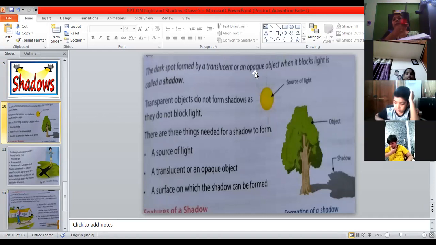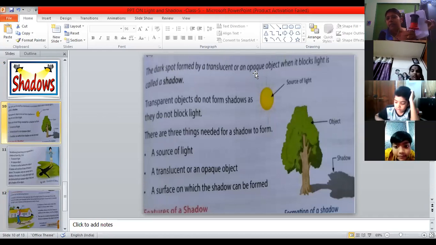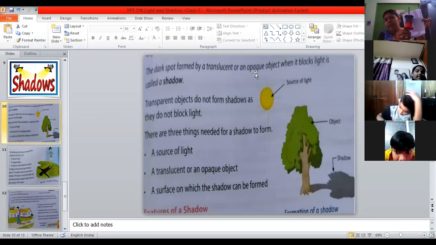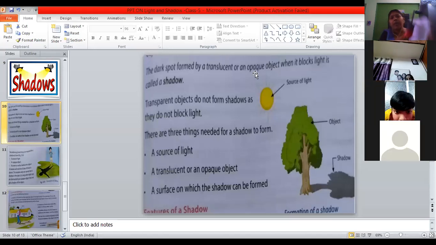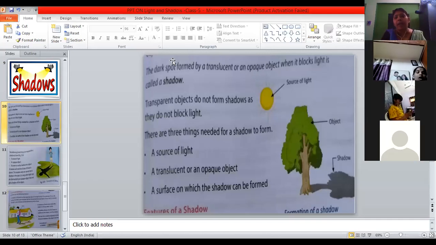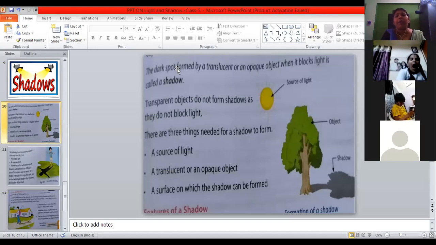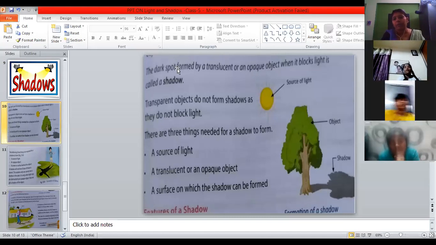For example, now I'm keeping this here. Can you see the shadow of these children? Yes, ma'am. Because it is an opaque material. Even translucent materials will form shadows. Even water can form a shadow, right, ma'am? Yes, water also can form a shadow. It depends on the purity of the water.